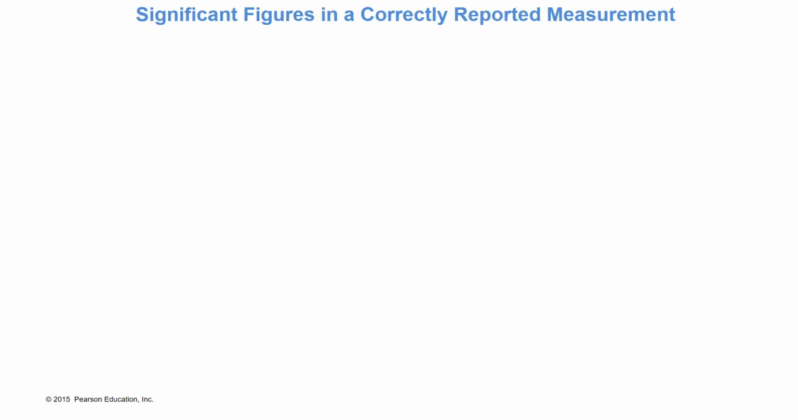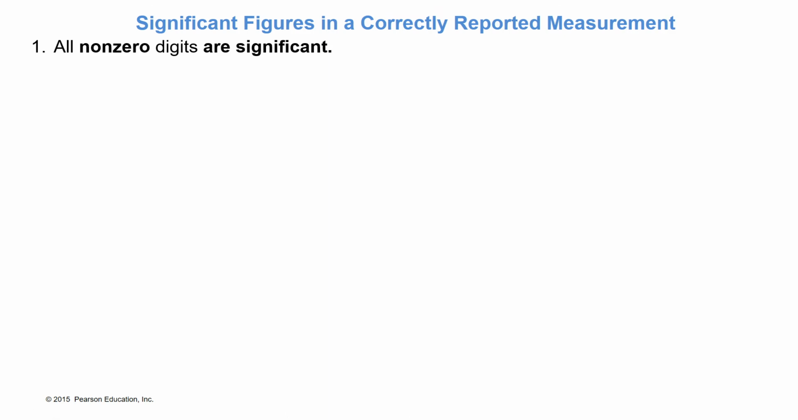All right. So here are some rules. I do need you to get all of these down. Rules for significant figures: any non-zero number, all non-zero numbers, are considered to be significant.